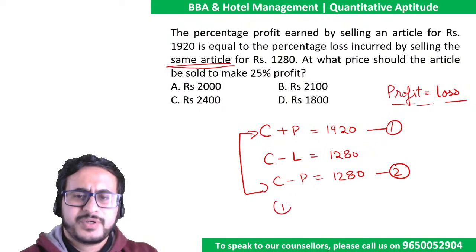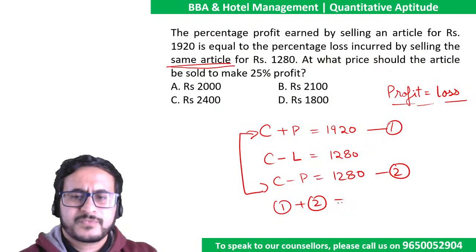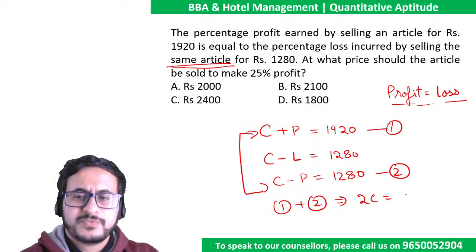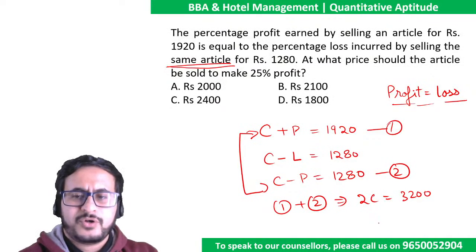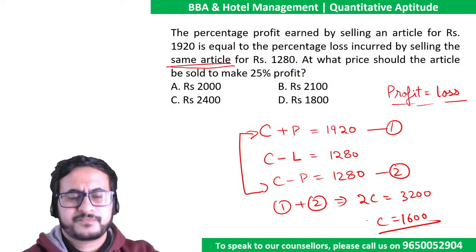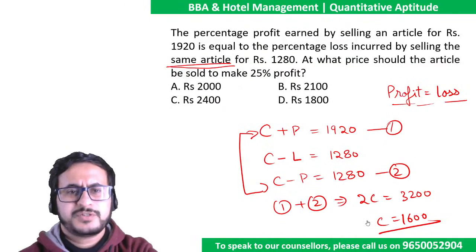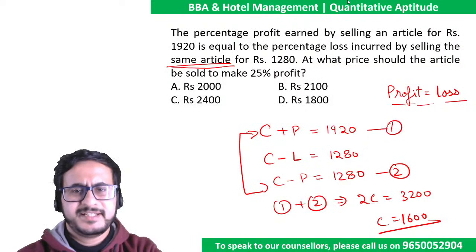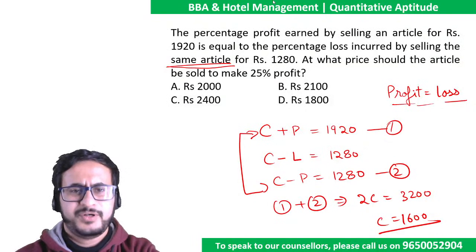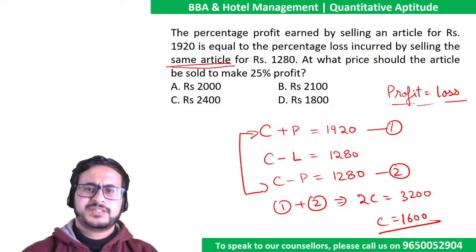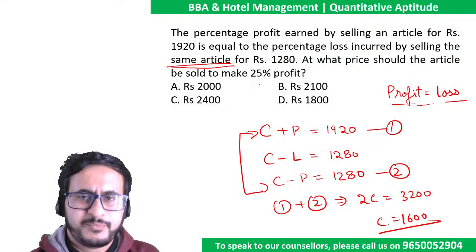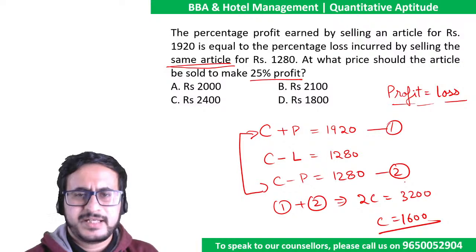Simply add these two equations. What do you get? 2 times the cost is equal to 3200, or cost price is equal to 1600. So the cost price of the item is 1600. Alright. Now we know the cost. We know cost. We are given profit percentage. We have to find selling price.